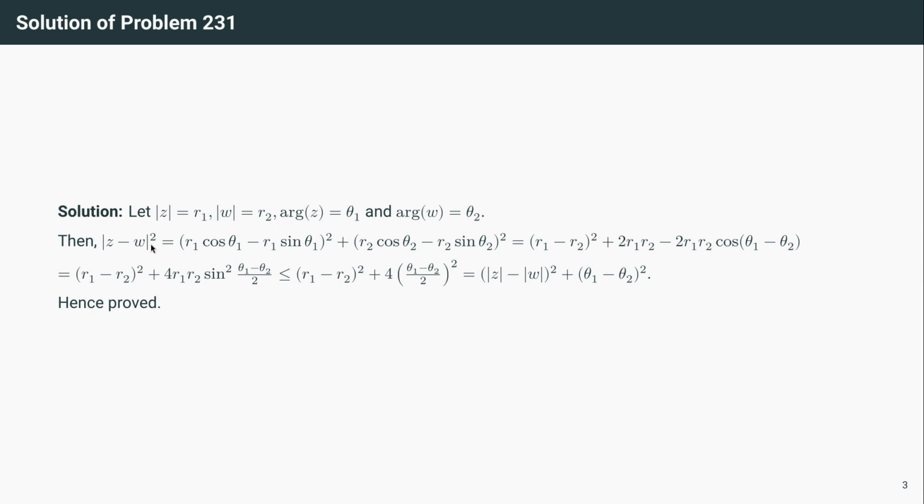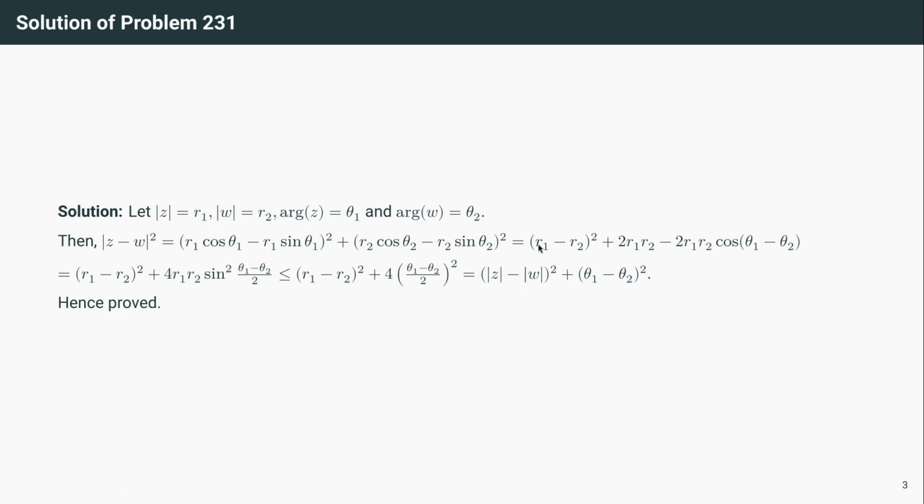So mod z minus w whole square would be, there is a mistake here. This should be r2 cos theta 2, and this one should be r1 sin theta 1. There is an exchange of terms here. Sorry about this. So mod z minus w whole square is equal to r1 cos theta 1 minus r2 cos theta 2 whole square plus r1 sin theta 1 minus r2 sin theta 2 whole square. This won't change the result.